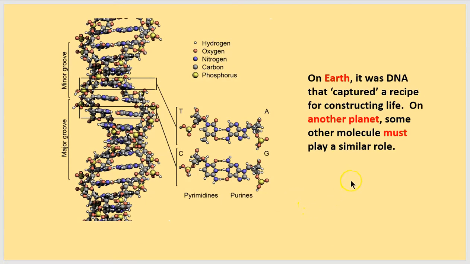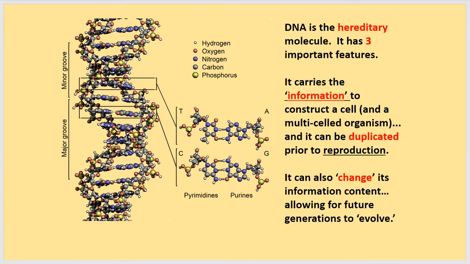On Earth, it is DNA that captured the recipe for constructing life. But on another planet, some other molecule must play a similar role if it's going to have the characteristics that we identify as characteristics of life on Earth. And DNA is a critically important molecule for life on Earth. It is the hereditary molecule, which means it has three important features. It carries information to build a living thing. It can be duplicated, which permits reproduction. And it can also change over time, and that allows for future generations to evolve.